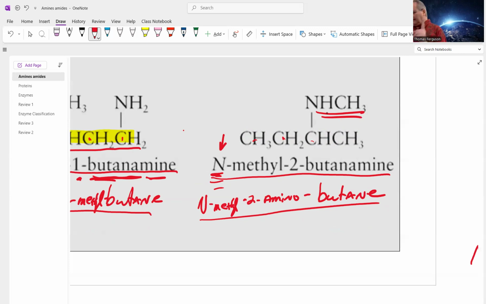So it's going to be N-methyl. And then we go to a branch. And there are no branches off the primary backbone. And then we're going to go to naming what carbon the nitrogen group is off of. It will be carbon number 2. So it's going to be 4 carbons, an amino group, and on the amine is going to be a methyl group.